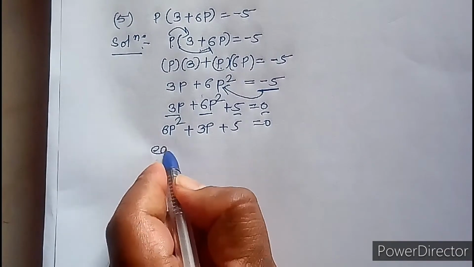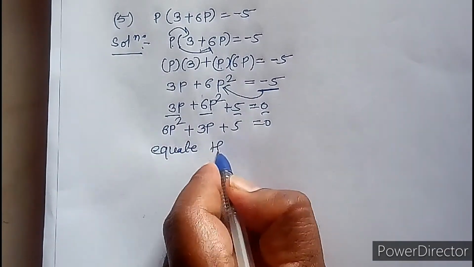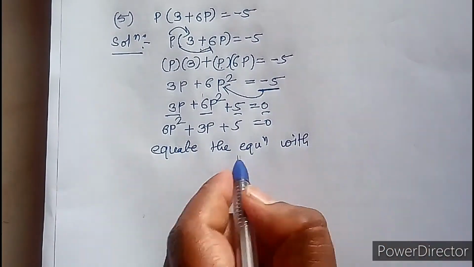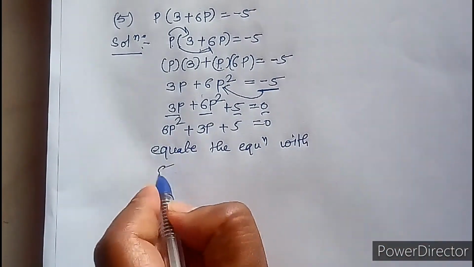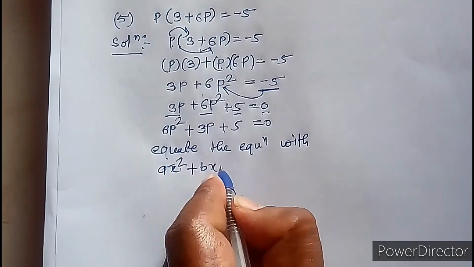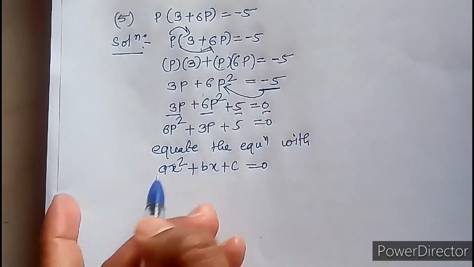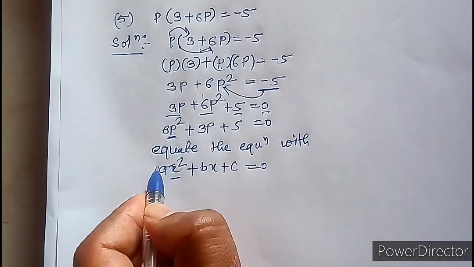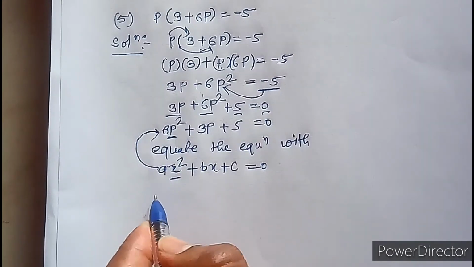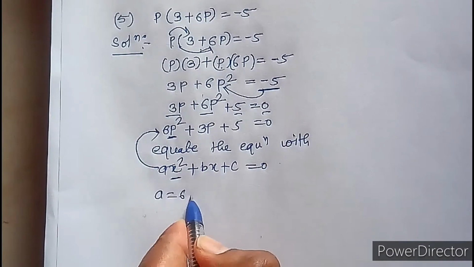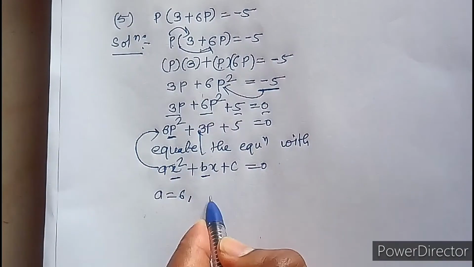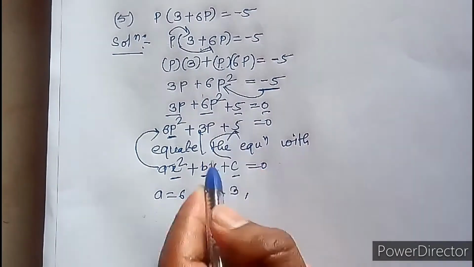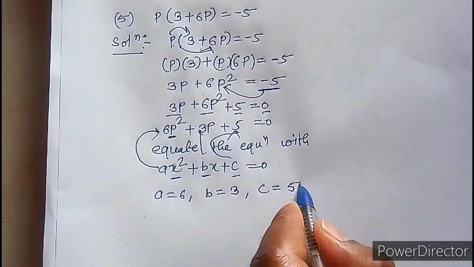Now equate the equation with the standard form of the quadratic equation, that is ax square plus bx plus c equals 0. What we get is that where the variable x comes, here the variable p comes. The value of a is 6, b equals 3, and c equals 5.